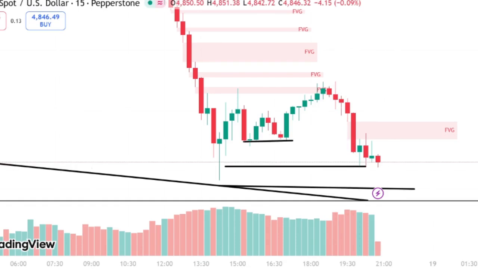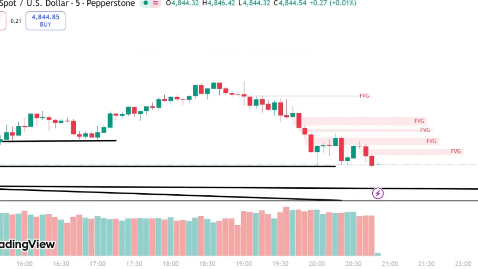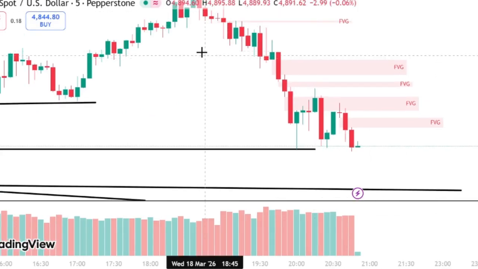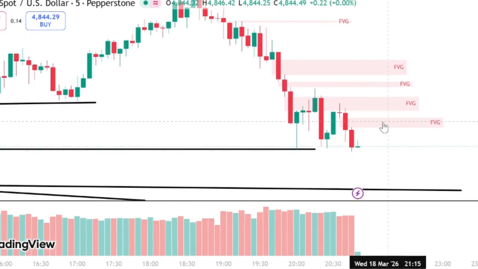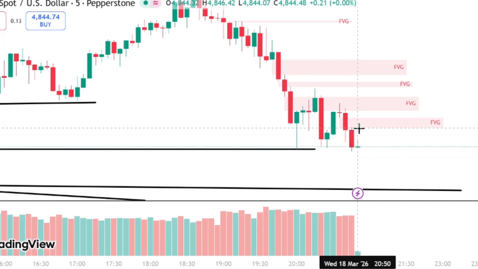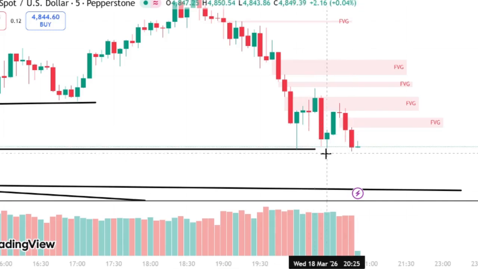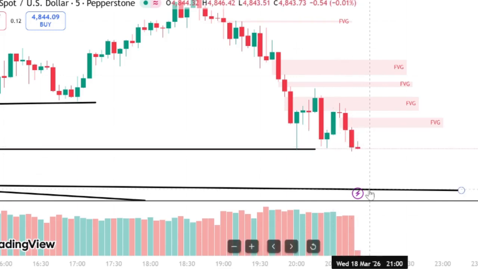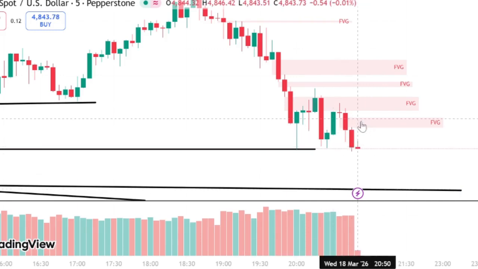Let me go to 5 minutes so you can see the pressure that they were using to push down. Now take a look at the pressure they used to push down. The moment they push to this place, they start consolidating. What they are trying to do here, let me tell you so you can understand, is deceive people that they're going to sell.